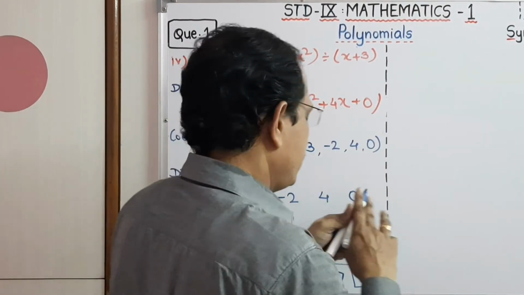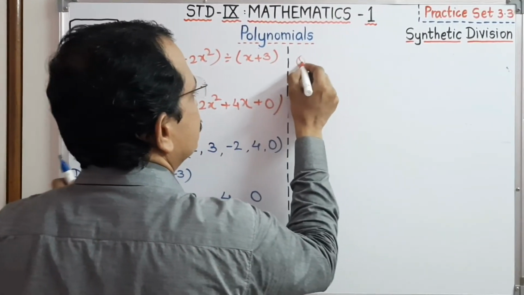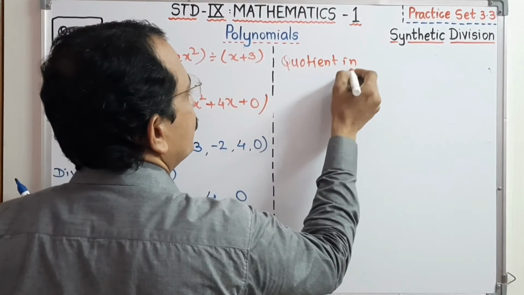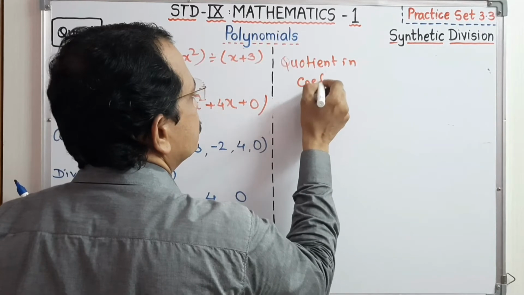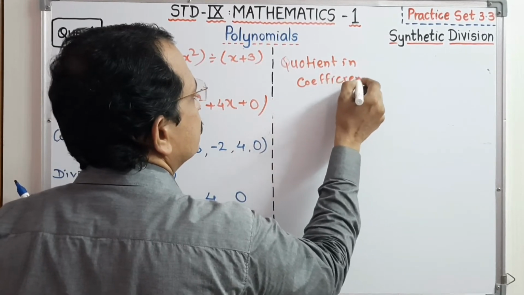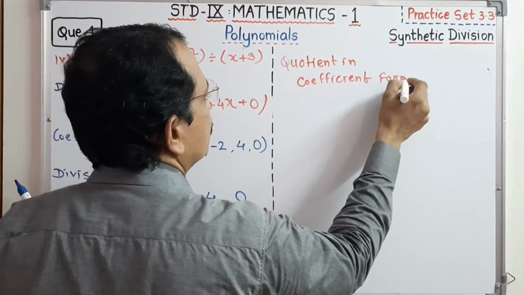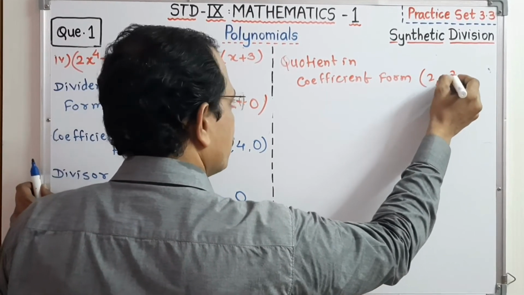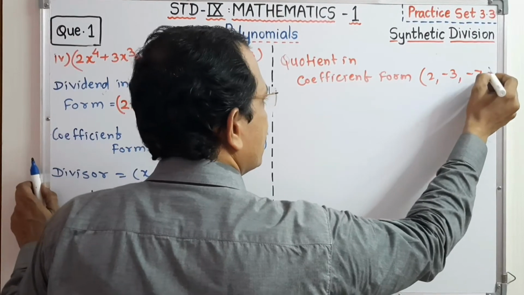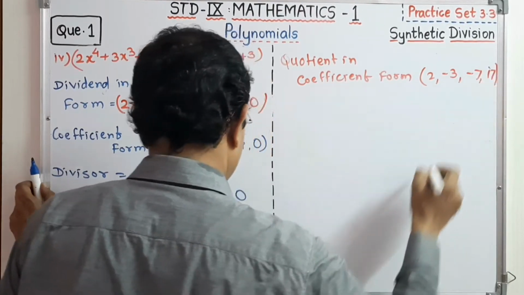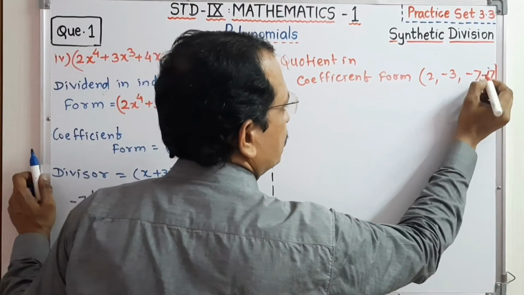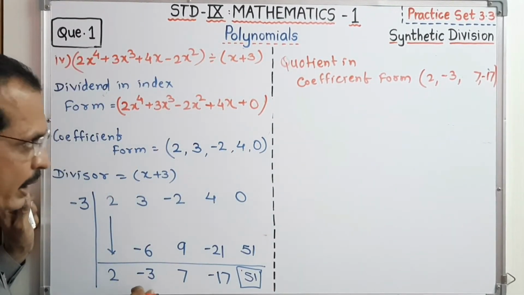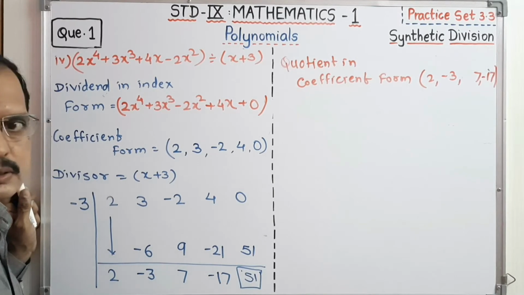Now we have to write the quotient in coefficient form. It is 2, minus 3, 7 and minus 17. See, 2, minus 3, 7 and minus 17.